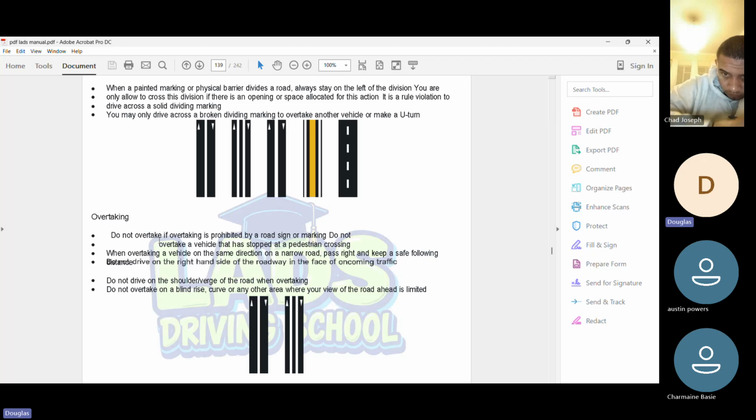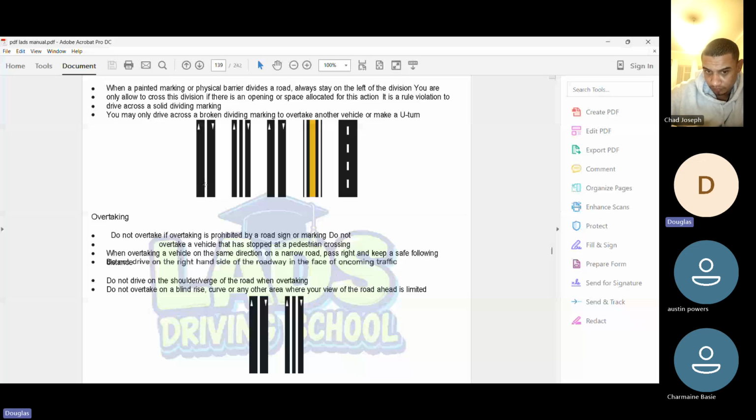Okay, overtaking. Do not overtake if overtaking is prohibited by a road sign or marking. Do not overtake a vehicle that has stopped at a pedestrian crossing. So basically what they mean here is this. If you meet this kind of road, you're prohibited from overtaking. And if a road marking, I'll show you guys when you come to road markings, limits you from overtaking, you should not overtake.